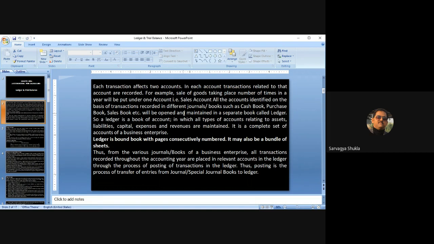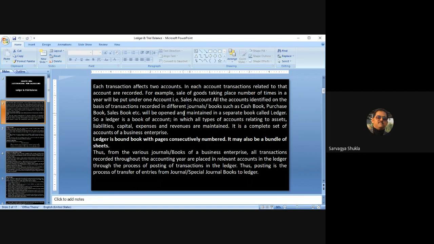So a ledger is a book of account in which all types of accounts related to assets, liabilities, capital, expenses and revenues are maintained. It is a complete set of accounts of a business enterprise. Ledger is a bound book whose pages are continuously numbered. It may also be a bundle of sheets.